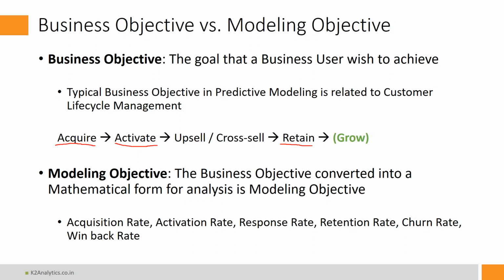That's the importance of churn. When a business objective is given, you have to now classify it into a modeling objective. And the moment you convert a business objective to a modeling objective, you have to be very pinpointed. What is the definition of churn? You have to be very clear whether the churn is full churn or partial churn.